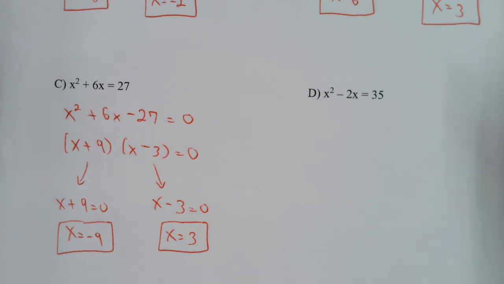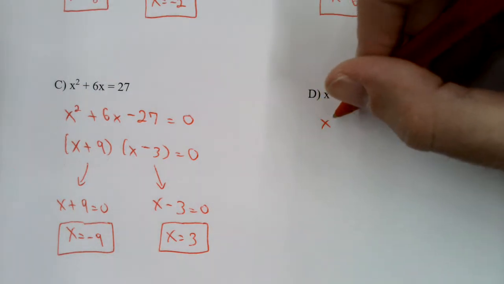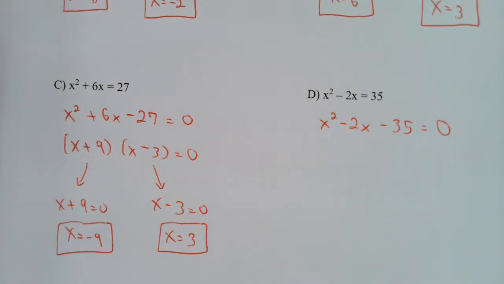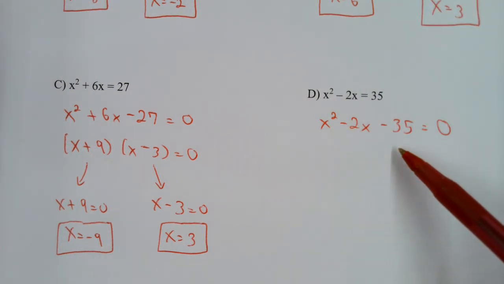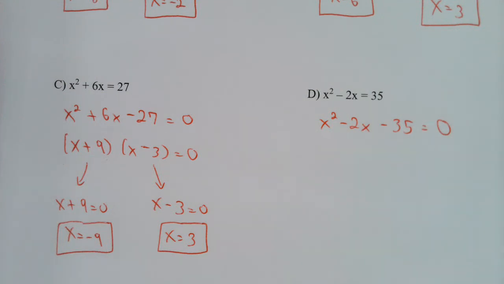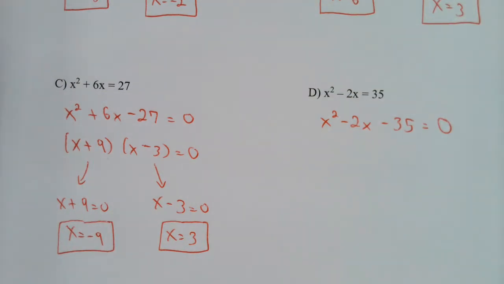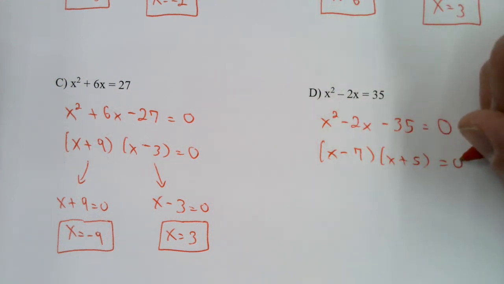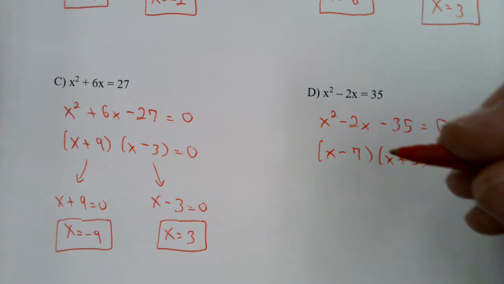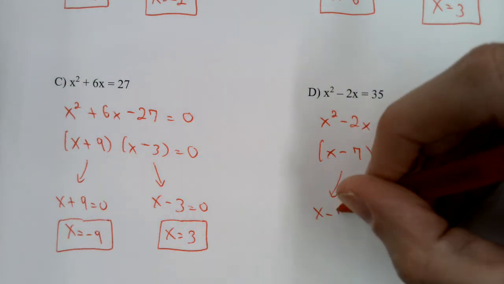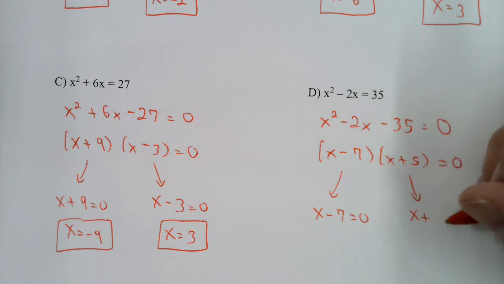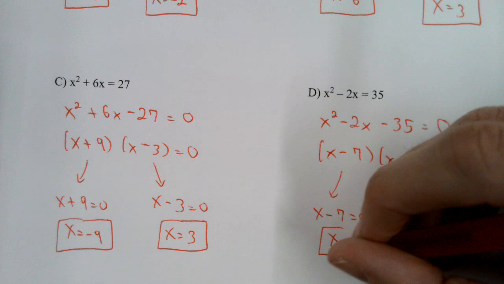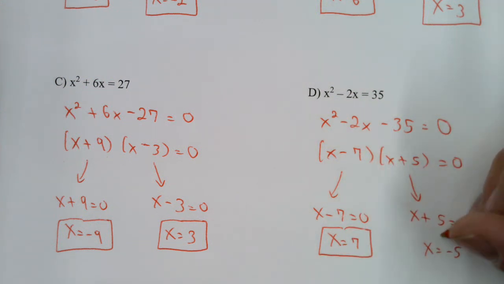This next one, again, you get it equal to 0 first, so subtract 35 on each side. There is no GCF, so just find two numbers that multiply to negative 35 and add to negative 2. Pause the video if you need to do that, but the pair is going to be x minus 7 times x plus 5. So solve each one. x equals 7 and x equals negative 5.